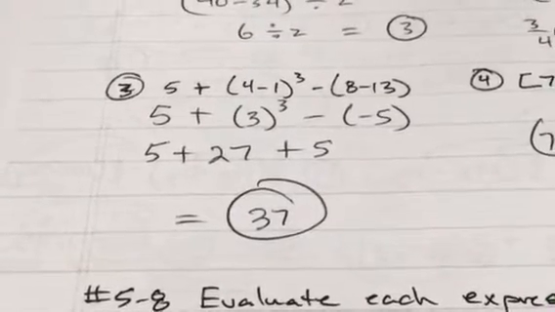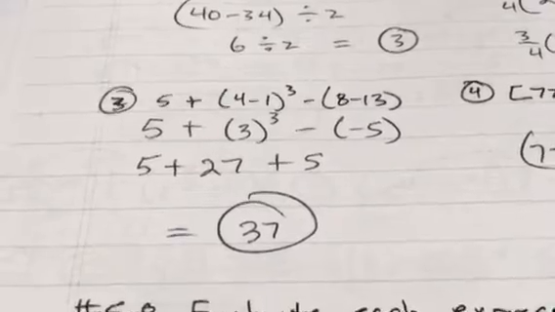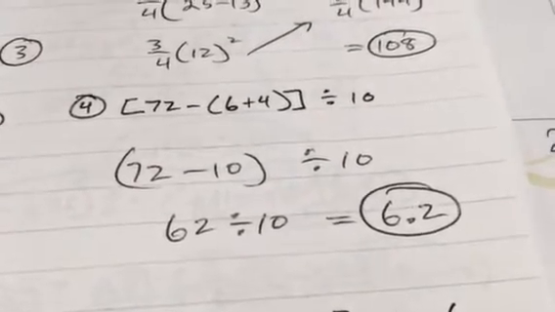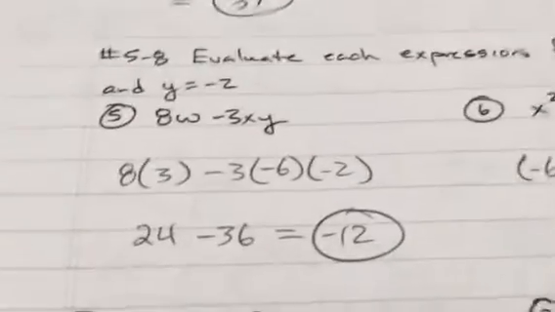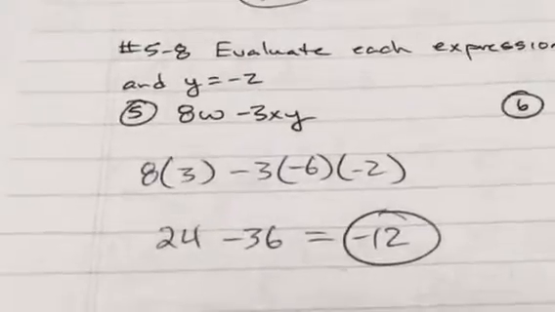4 minus 1 is 3. Cube it. To subtract a -5 is to add 5. On number 3, take care of the parentheses, then subtract, divide by 10. You can get decimals. Evaluate the expression for W is 3, X is -6, Y is -2.